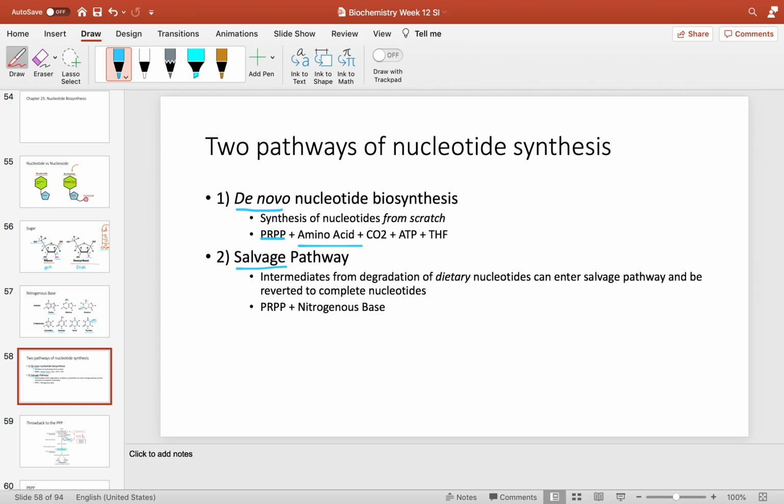Your salvage is a bit of an easier pathway. It's not as energy consuming because half the work is already done for you. And by this, I mean you don't need these amino acids. Rather, you already have the nitrogenous base formed. And this can either be through degradation of RNA, so you recycle it, or it can be through your diet, where you ingest nucleic acids and you have an abundant supply of nitrogenous bases, which can then be incorporated with the sugar and phosphate groups to form nucleotides much more easily than having to create that nitrogenous base via the de novo pathway, which is more energy costing.